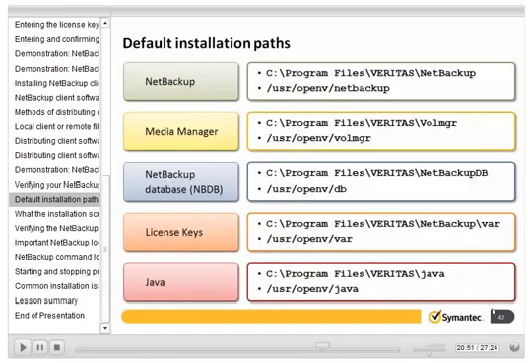For license key information, you can see that under Program Files, Veritas, NetBackup, var. For Unix, it's the /usr/openv/var directory. For Java-related areas, you want to take a look at C:\Program Files\Veritas\Java. And for Unix, it's /usr/openv/java.